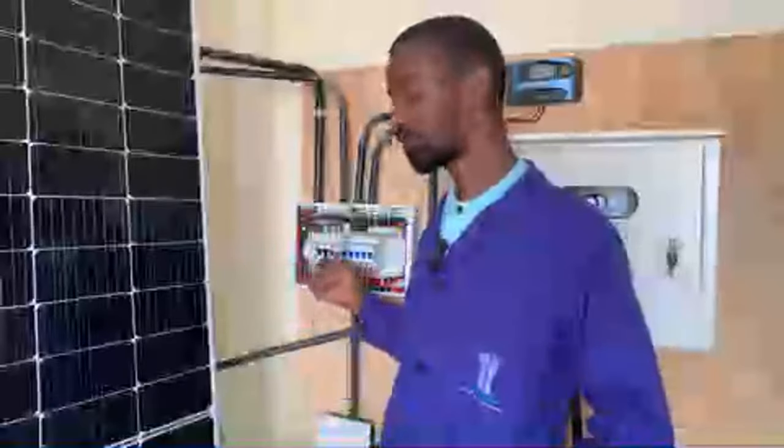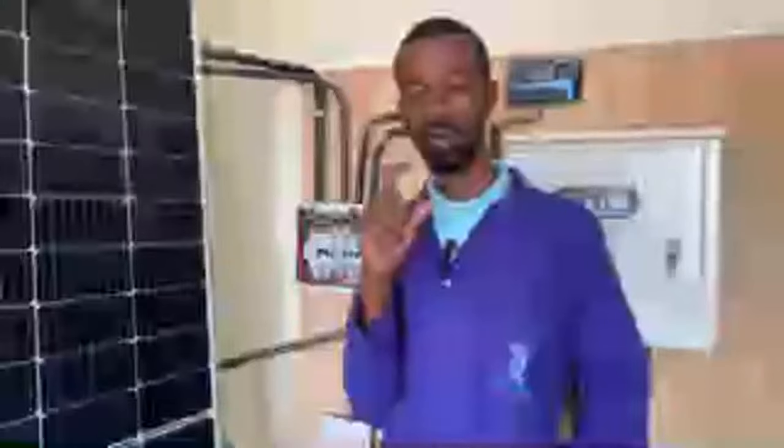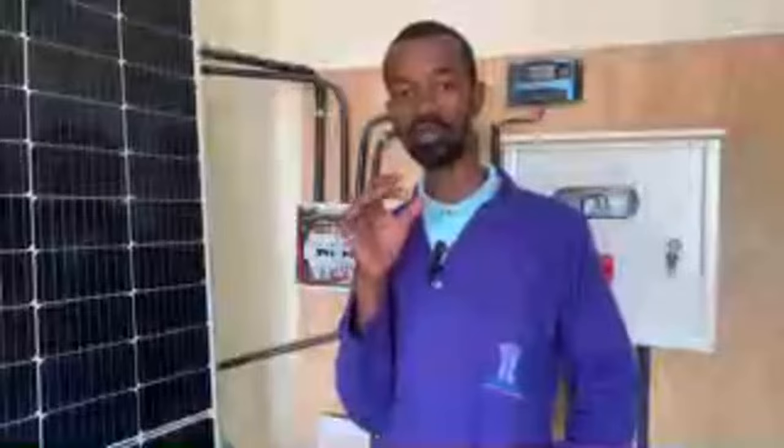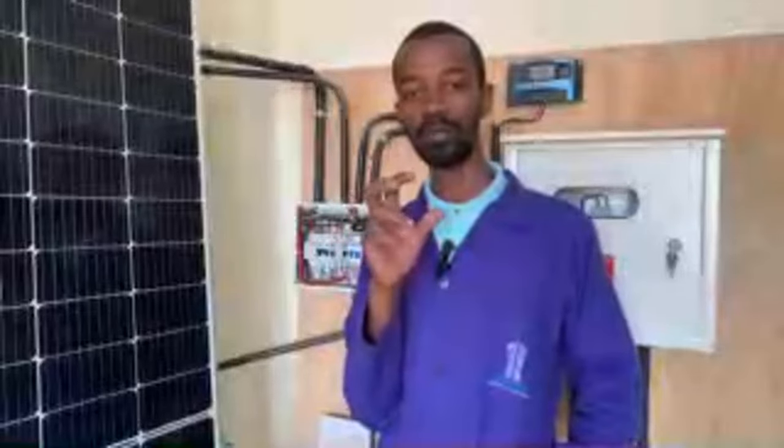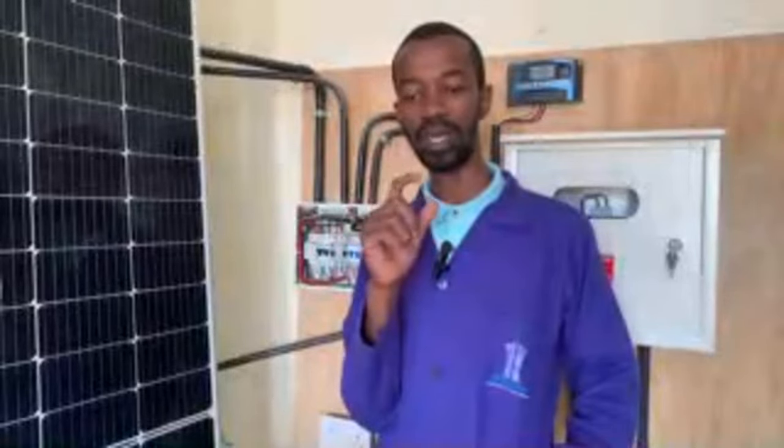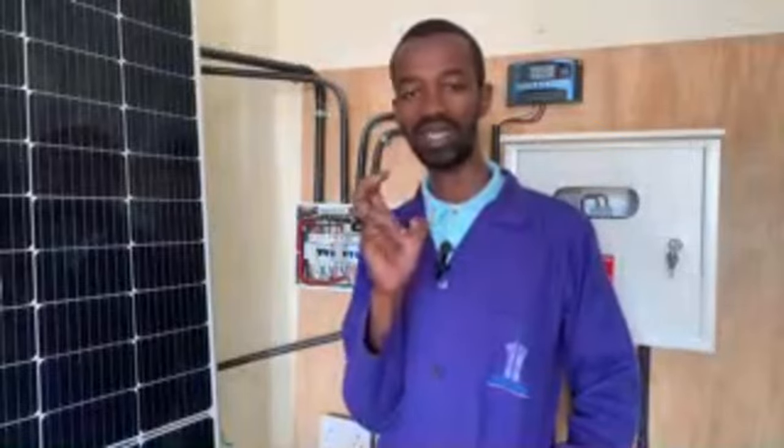Another issue that can cause a circuit breaker to trip is if the circuit breaker is low rated, or if that circuit is supposed to have a 32 ampere circuit breaker, but what is there is a 20 ampere circuit breaker.